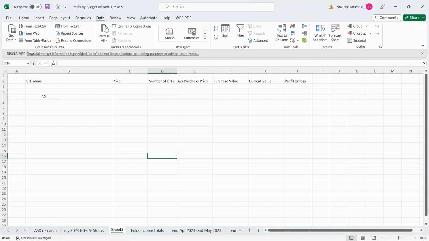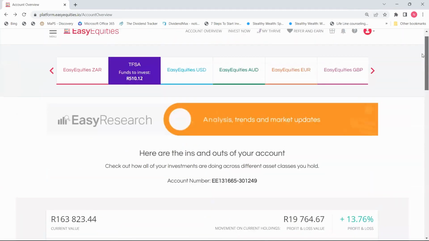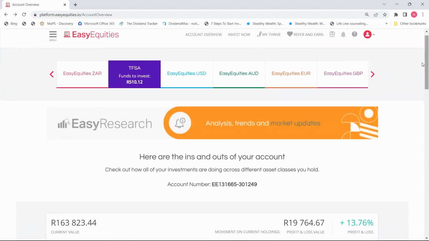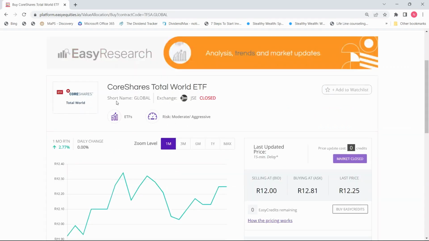So what I'm going to do is, firstly, I'm going to use my EasyEquities to help me build this table. So I've already logged into EasyEquities. This is my TFSA account. If I scroll up at the top, it's TFSA, right? And these are my TFSA holdings. The first ETF is Core Shares Total World. If I click on Buy More, I want to see the short name or the ticker symbol for Core Shares Total World. And that short name is Global. So that's what I'm going to use to build my table.